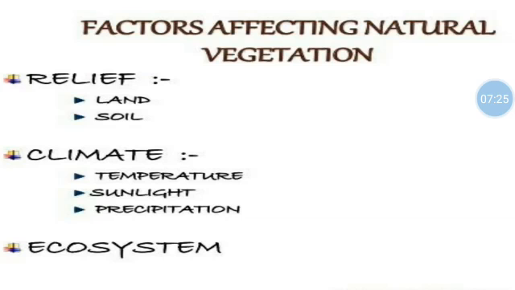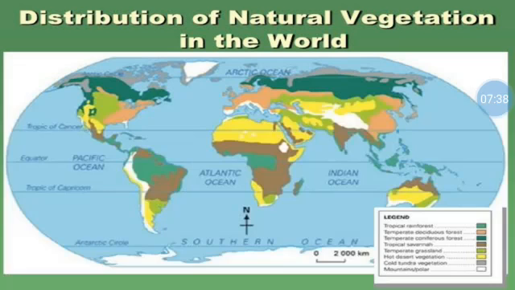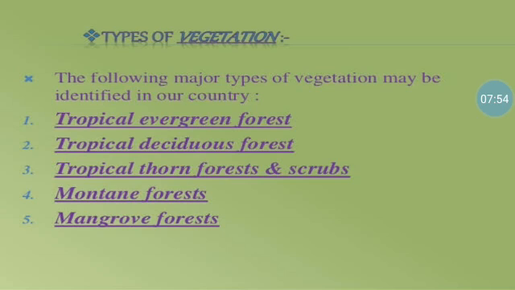Here are some factors which affect natural vegetation. They are land, soil, temperature, sunlight, precipitation, and ecosystem. The growth of vegetation depends primarily on temperature and moisture. Due to difference in temperature and moisture, our country experiences major types of vegetation. Here are the 5 major types of vegetation. They are tropical evergreen forest, tropical deciduous forest, tropical thorn forest, mountain forest, and mangrove forest.